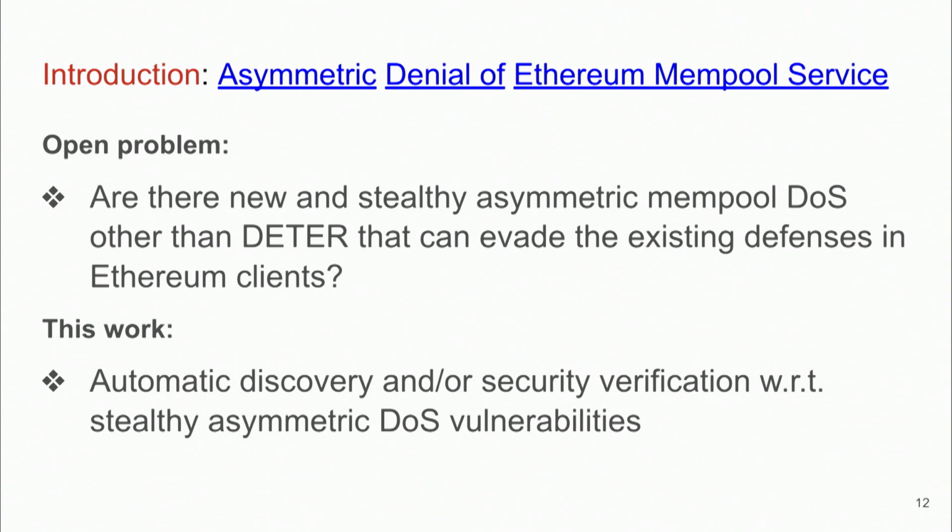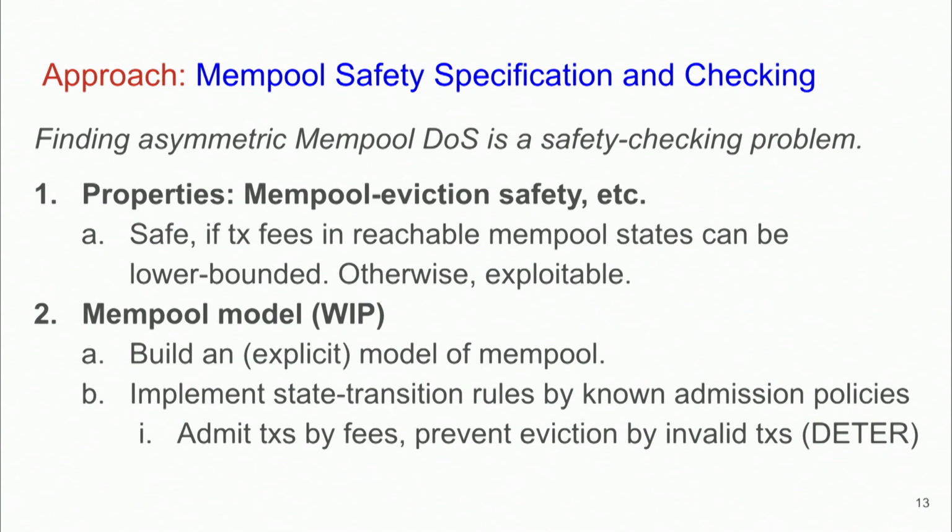In this work, we approach this research problem from 2 different angles: automatic vulnerability discovery and security verification. So given an Ethereum client, we want to be able to find if this client is free of asymmetric DoS attack or not. If it is, we want to present a formal certification over that. If it is not, we want to be able to find a concrete functional counterexample. In other words, a functional attack against the tested Ethereum client. So this is a work in progress.